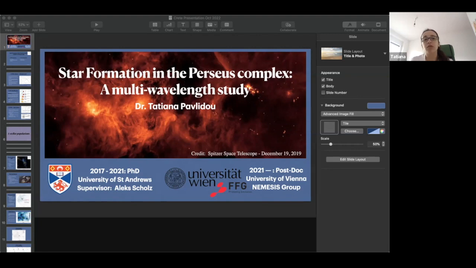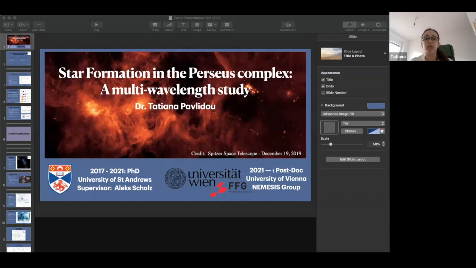I'm going to divide my talk into two sections. In the first, I'm going to talk about the general stellar populations of the Perseus complex, which is what I did effectively in my PhD thesis, and for which I used Gaia data, Spitzer, WISE, 2MASS, and Planck. Then I will move on to the second section, where I will cover my current work, which is about the class 0 population of this complex using Herschel and Spitzer data.